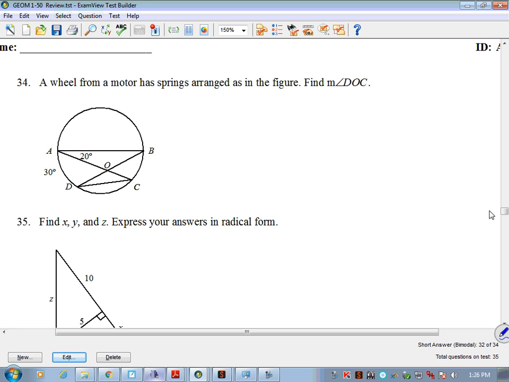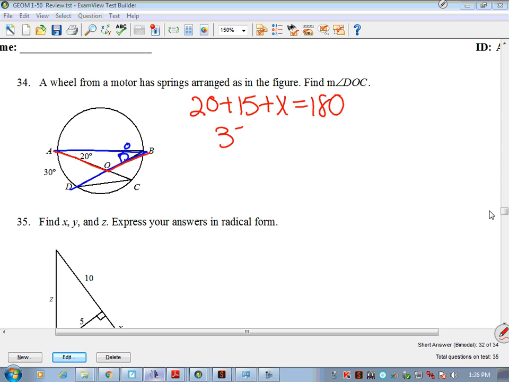For instance, I know that this inscribed angle is opposite an intercepted arc at 30, therefore it is 15, right? And I have a triangle here that adds up to, I got 20 plus 15 plus x equals 180. Okay, so I've got 35 plus x equals 180, because there's 180 degrees in a triangle. Subtract 35 from 180, comes out to what, 145? 145.